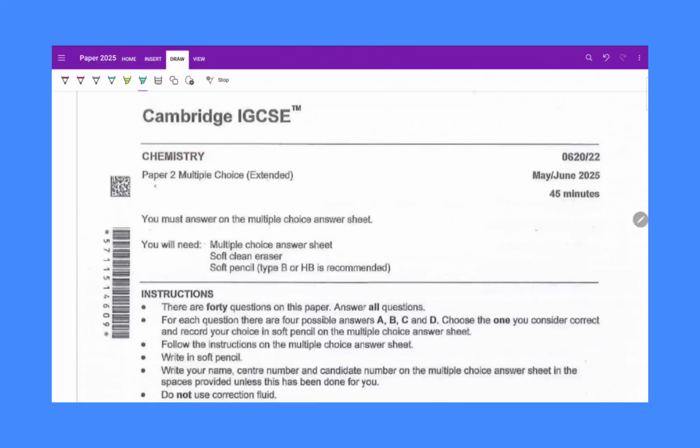Hello everyone. Today we are going to solve the May-June 2025 IGCSE paper, which was held in May and June in different continents. 2025 May-June Paper 2 MCQ, multiple choice, extended course.